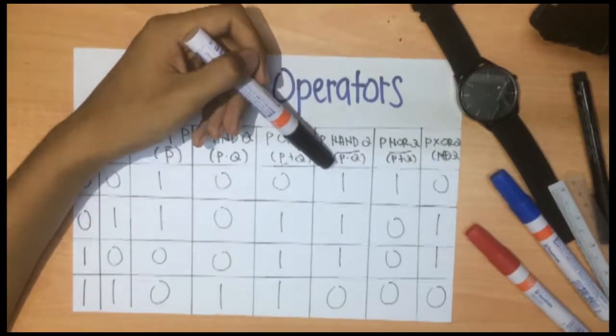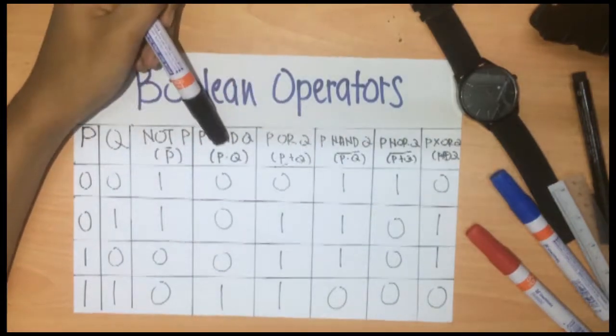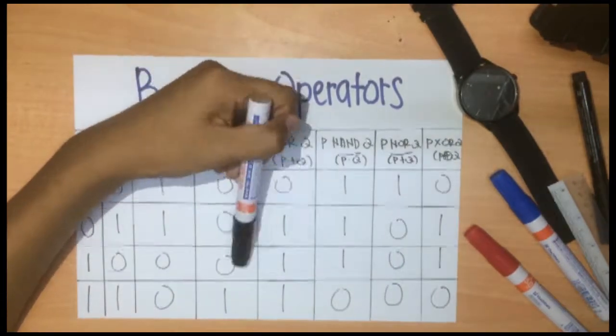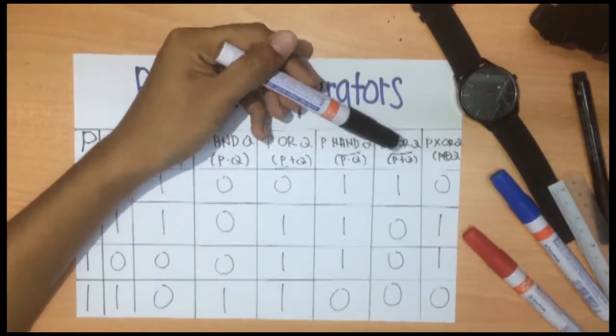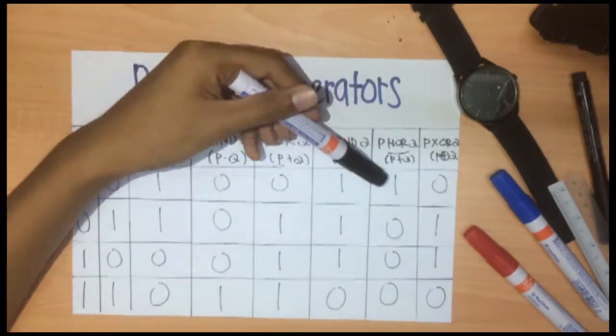For P NAND Q, the result is the opposite of P and Q. When it is 0, the result is 1, and it applies to the other rows. Same goes for P NOR Q. The result is the opposite.